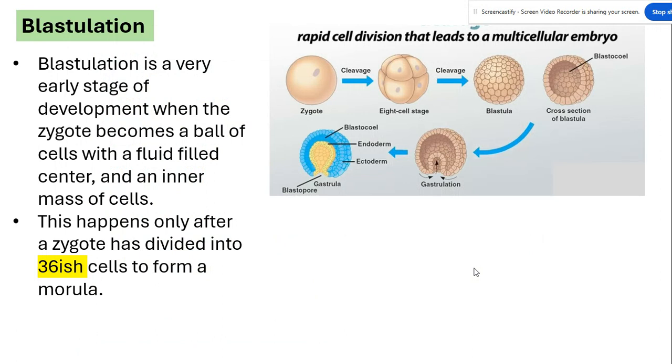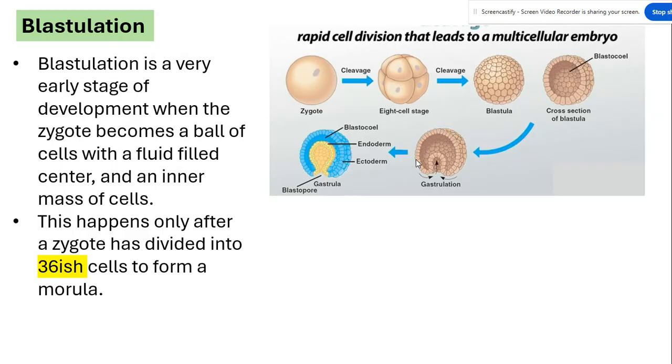Blastocyst. Blastocyst is a very early stage of development when the zygote becomes a ball of cells with a fluid-filled center and an inner mass of cells, right? So zygote, cleavage, blastula, cross-section, gastrulation, blastocyst, endoderm, ectoderm, blastopore, right? This is gastrula, right? Gastrulation is a very important part of embryology, right? And so anyone ever ask you, what is the most important part of your life? Say gastrulation. That's going to be the most important part, okay?